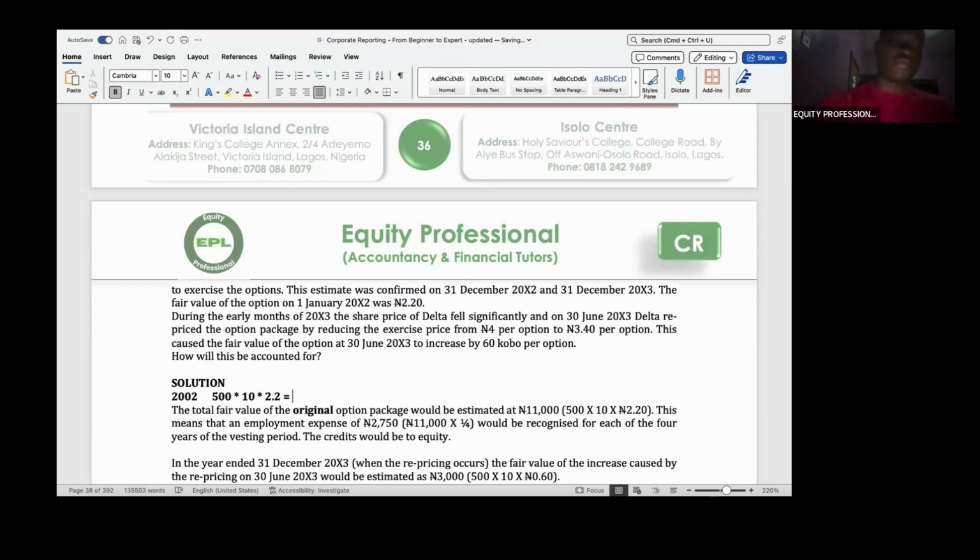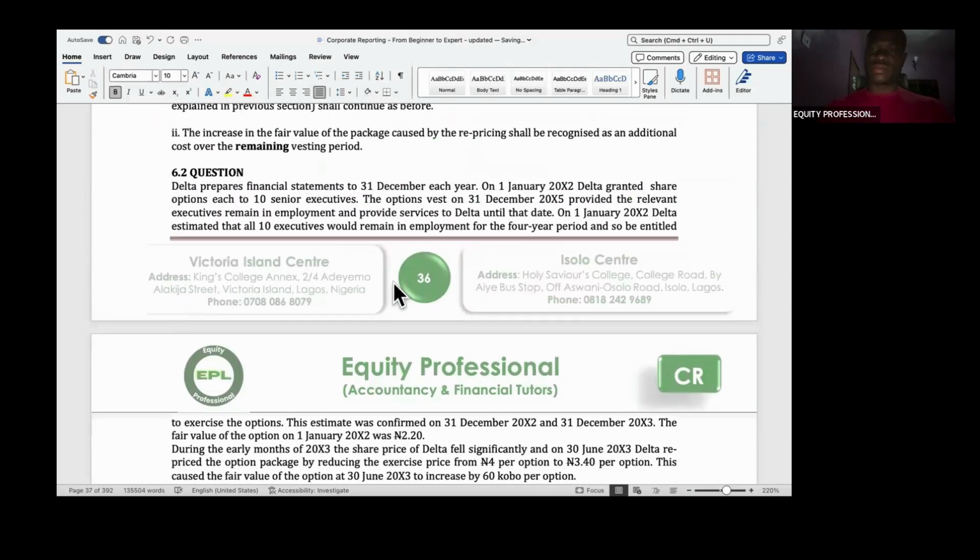How much would that give us if you press your calculator? 500 times 10 times 2.2. That's 11,000. Are we going to recognize this entire 11,000 in our books? No. We divide it by the vesting period.